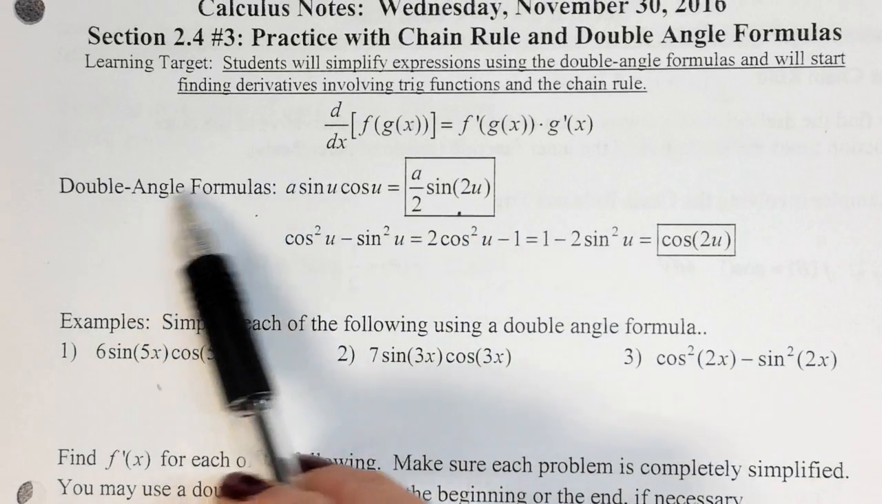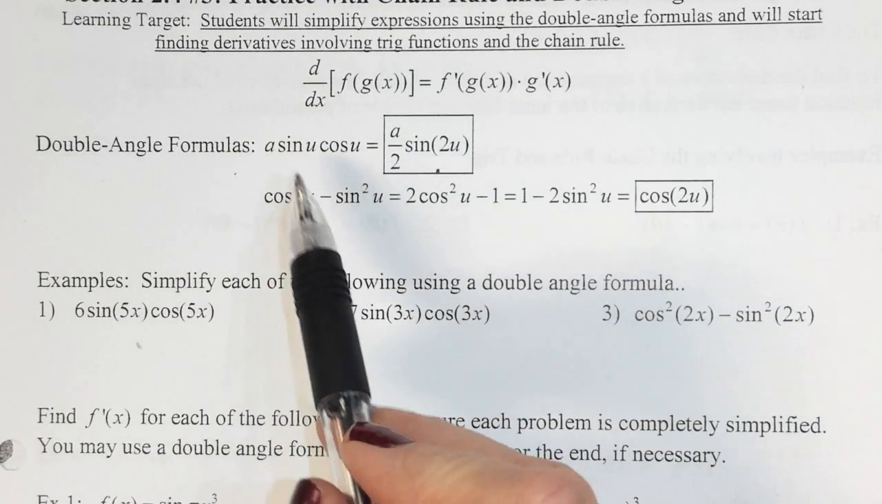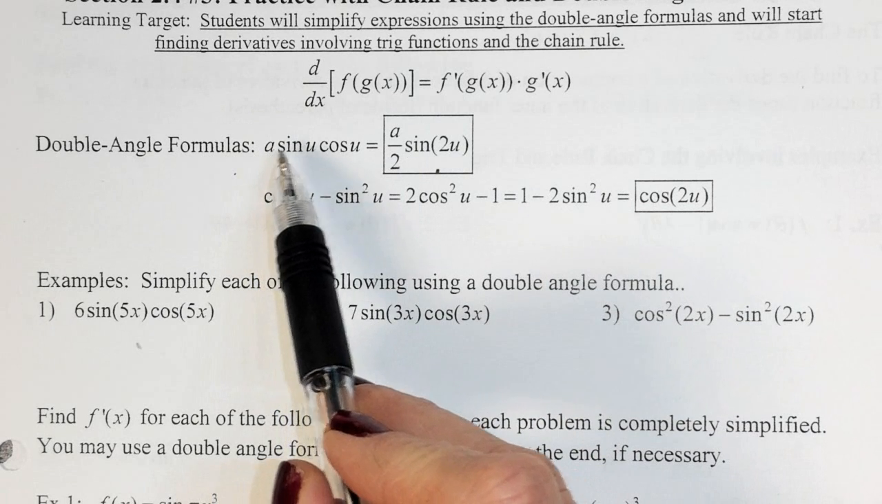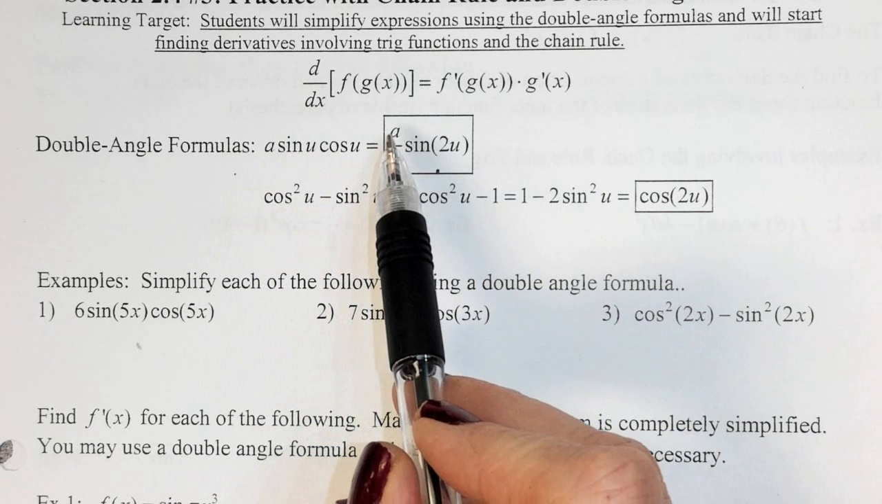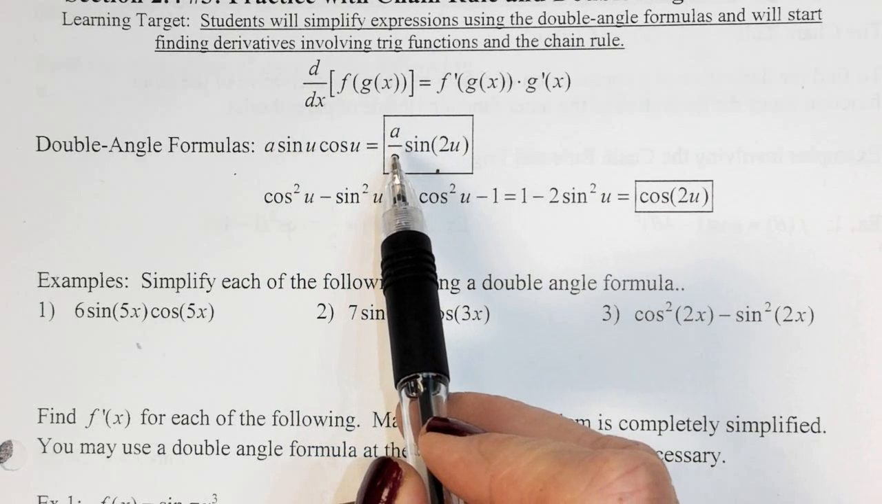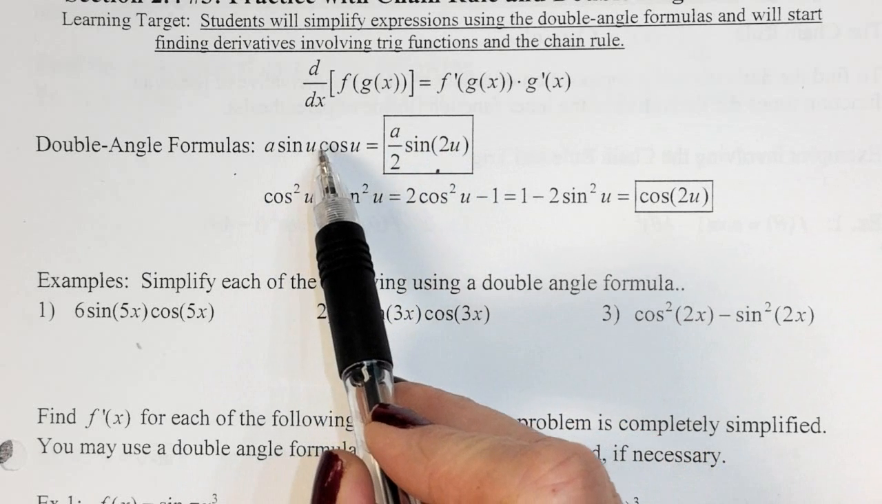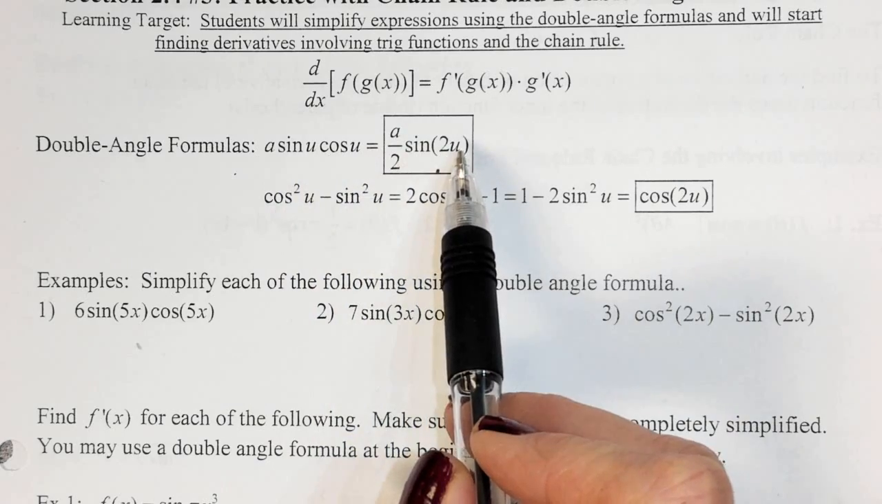We're also going to look at double angle formulas. These are some formulas. Hopefully you saw these last year a little bit in pre-calc, plus we did them at the beginning of the year. If we have a function a sine u cosine u, an easier way of writing that is to divide the coefficient by 2 and then double the angle. So a sine u cosine u is a over 2 sine of 2u.